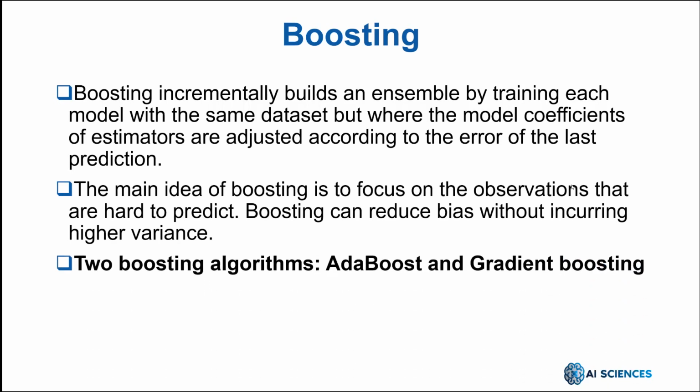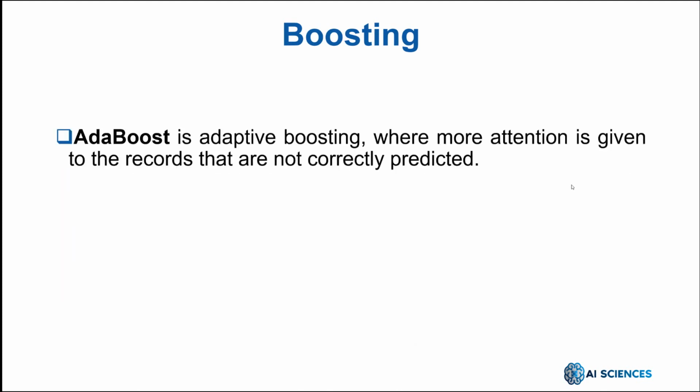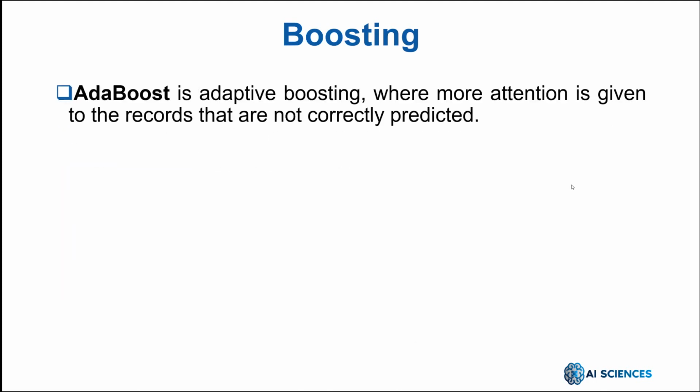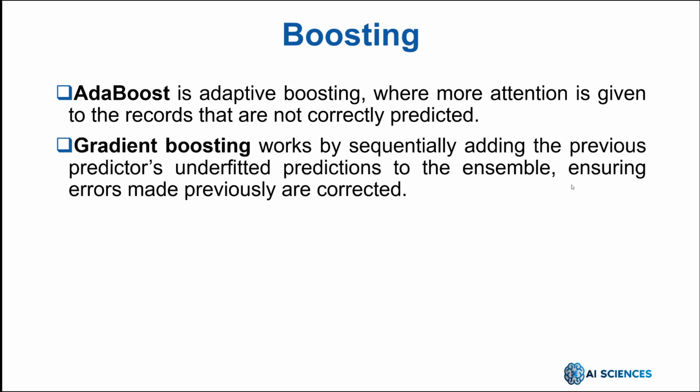Here are the popular boosting algorithms: AdaBoost and gradient boosting. Let me explain to you how they work. AdaBoost is adaptive boosting, where more attention is given to the records that are not correctly predicted. After each iteration, weights of the wrongly predicted observations are increased so that these records will be picked up more in the next iteration to gain better accuracy. Gradient boosting is another popular boosting algorithm. It works by sequentially adding the previous predictor's underfitted predictions to the ensemble, ensuring errors made previously are corrected.